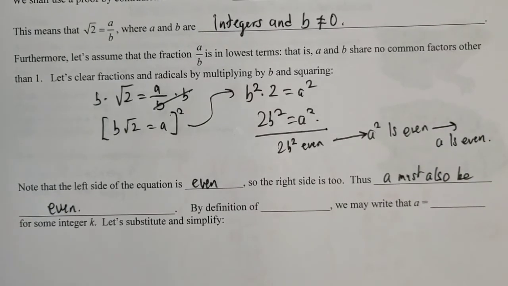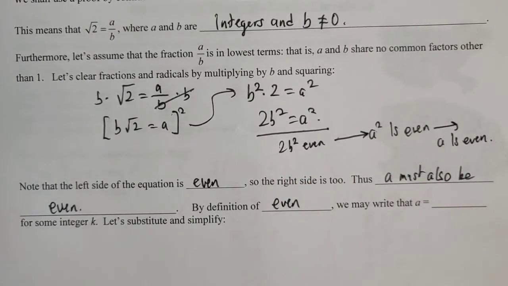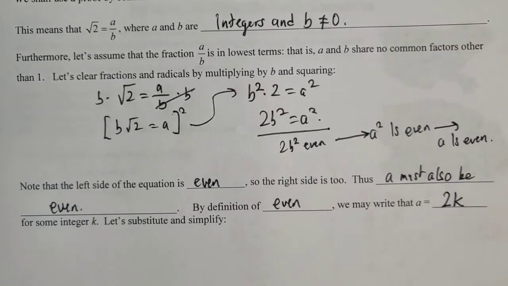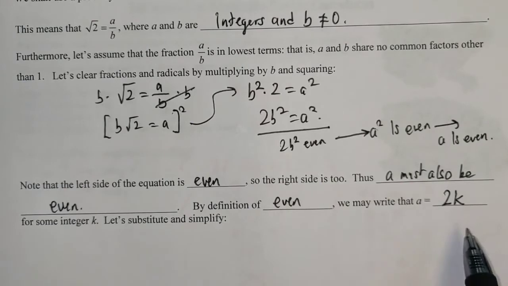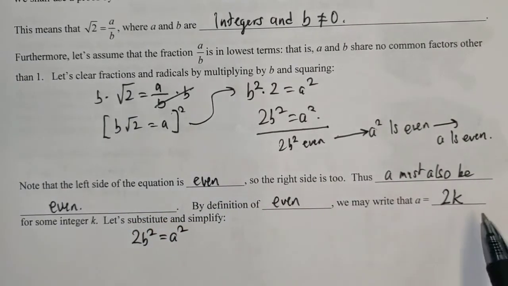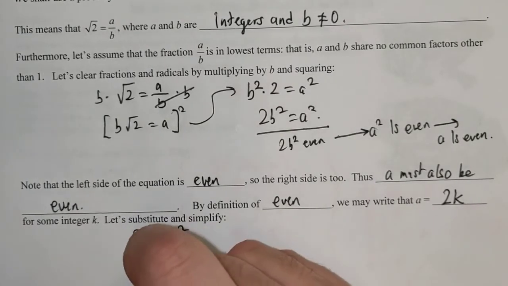Now we can use the definition of even. We know what even means: even means 2 times a number. So I can write that a is equal to 2 times some number k, for some integer k. So I'm going to write a equals 2k. Now, I'm going to go ahead and substitute this back in. We have the fact that 2b squared equals a squared, and since we know a is 2k, we're going to substitute that in.